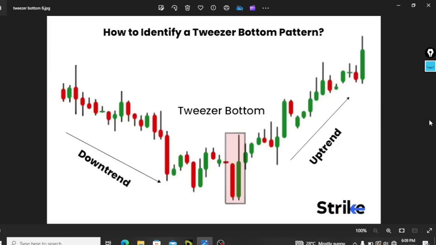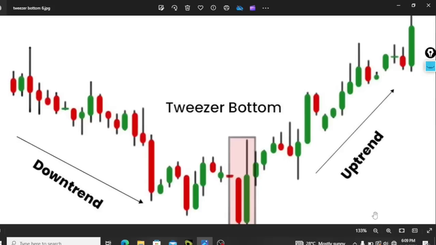Let's look at this one. This is actually another tweezer bottom, very beautiful one indeed. Look, the candle was moving all the way towards the downside from the up, moving up and down, and then all of a sudden there's an appearance of a tweezer bottom.